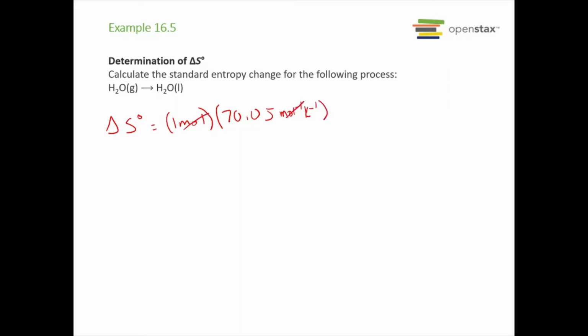So you can see our moles cancel and we get joules per Kelvin, minus 1 mole times the standard entropy of our reactants, which is 188.8 joules per mole per Kelvin. And again, moles cancel. So this comes out to be negative 118.8 joules per Kelvin. So this is a negative delta S. This, if you recall, is not spontaneous, which makes sense, right? Going from gas to liquid is not a spontaneous process.